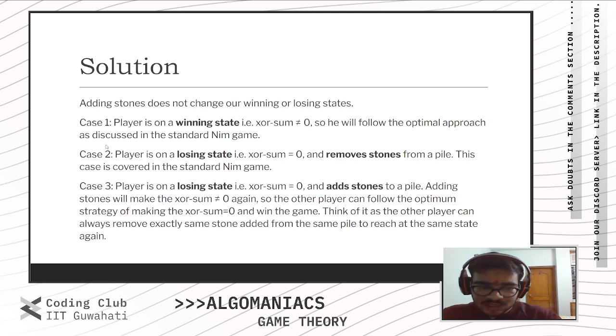The next case is when the player is on a losing state, that is, the XOR sum is equal to 0, and he has to move. Now he has two options. He can either remove stones or add stones. First we'll consider the case when he removes stones. This case is already covered in the standard Nim game. The XOR sum is 0, and if he removes some stones, he'll make the XOR sum non-zero, which the other player will take advantage of and just revert back the changes till he wins the game.